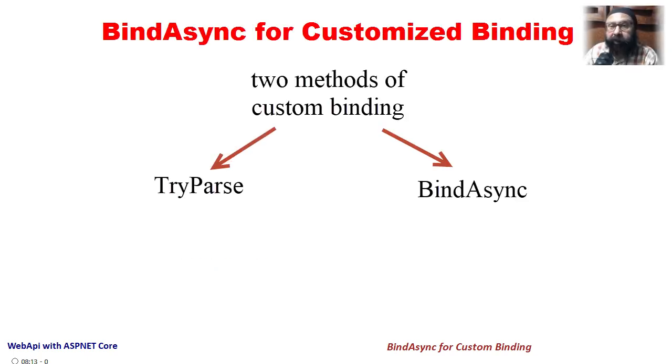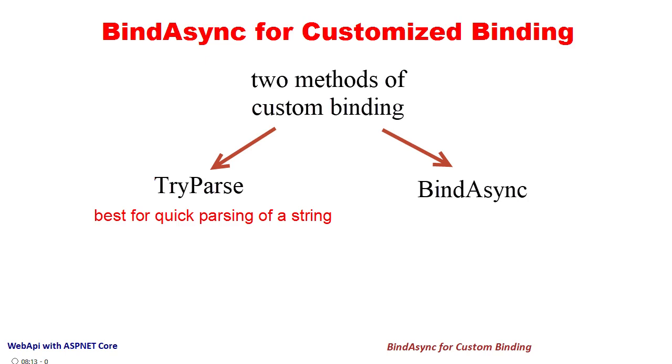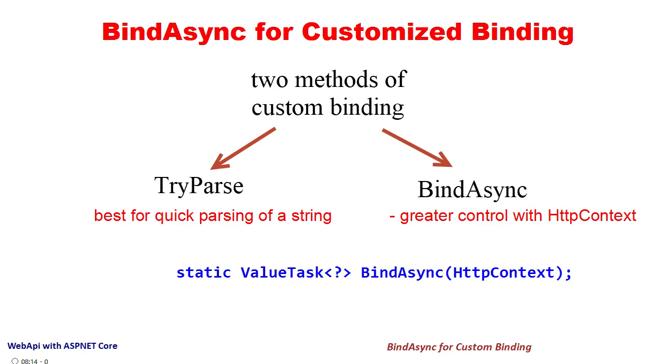Bind async is a second method for custom binding of parameters. The first one, try parse, is good for cases where the items are available in a single string, most ideally as in a query string or a header value or a route segment. But if we need greater control over the binding process, then a more robust parameter such as the HTTP context is more suitable, and the bind async method does exactly that. It provides a signature that contains HTTP context as a parameter.